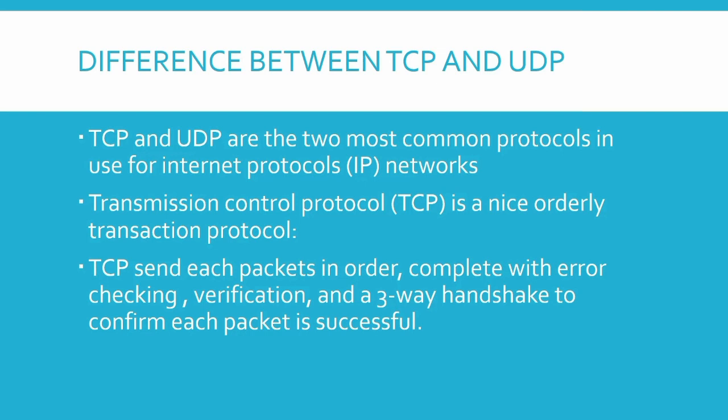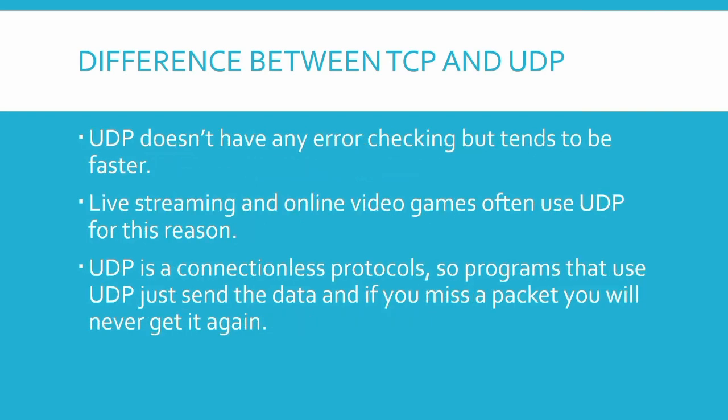Now, the difference between TCP and UDP. TCP and UDP are the two most common protocols in use for Internet Protocol networks. TCP, which stands for Transmission Control Protocol, is a nice, orderly transaction protocol. TCP sends each packet in order, complete with error checking, verification, and a three-way handshake to confirm each packet is successful. UDP doesn't have any error checking but tends to be faster. Live streaming and online video gaming often use UDP for this reason.